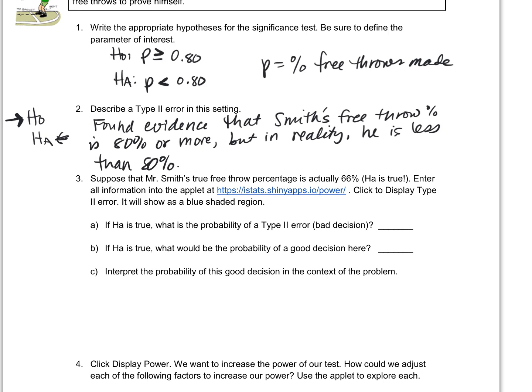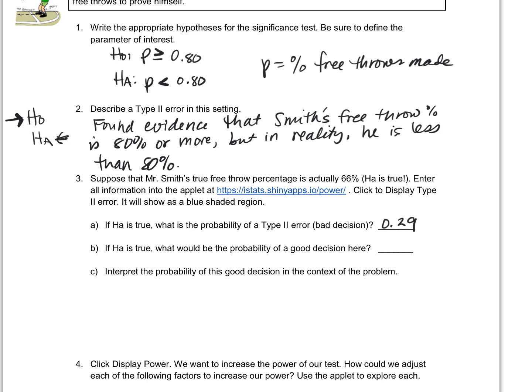We want to display a type 2 error. And now we found that his real value is 0.66. So it's somewhere right there. All right, sample size is 50. Type 1 error, remember that's alpha. Okay, so if HA is true, what's the probability of a type 2 error? Well, what does it say up here? 29%. Type 2 error probability is 29%, so I'm going to put 0.29.